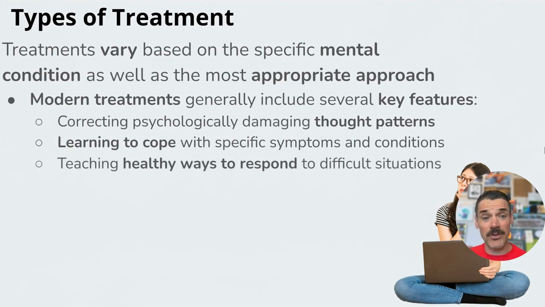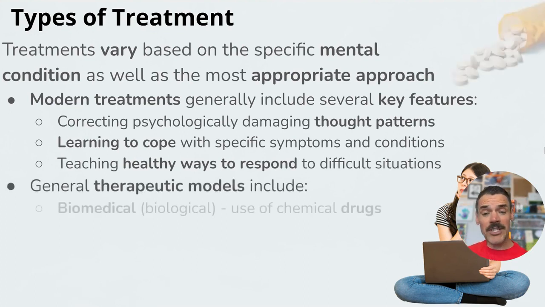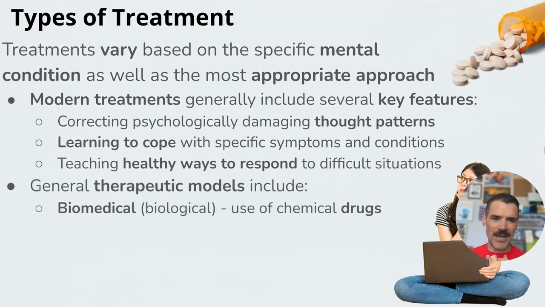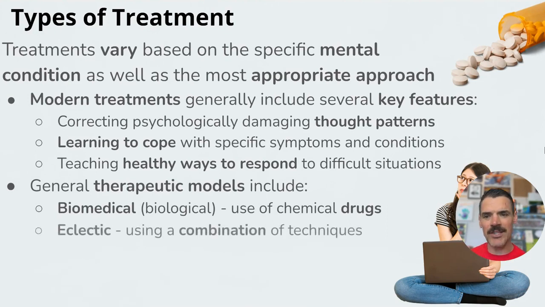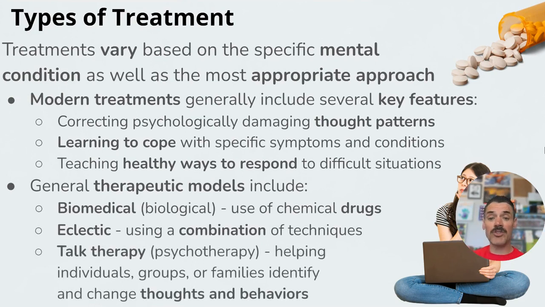respond to difficult situations. A few of the general therapeutic models include biomedical, we'll talk about at the very end, using chemical drugs, eclectic, a combination of techniques, and most therapies use some sort of combination approach. And then also talk therapy, also called psychotherapy, helping individuals, groups, and families change those different behaviors and thought patterns.